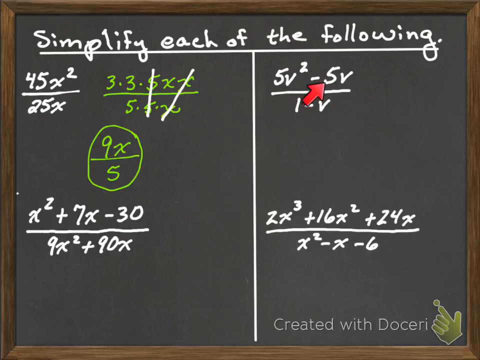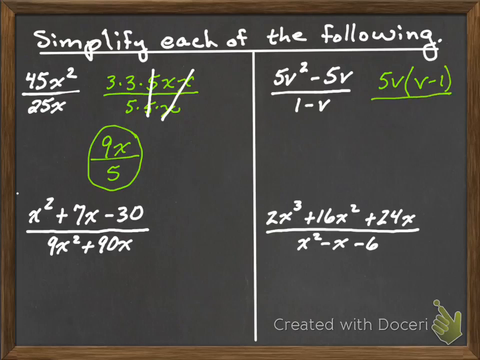Now, in that particular problem, we had no addition or subtraction in here, so we just prime factored everything. The next problem has addition or subtraction in here, subtraction in particular, and so we factored this using our rules for factoring polynomials. And the first rule for factoring polynomials is to take out a GCF if possible. And so in the numerator, we can factor out a 5v, which will leave us with v minus 1.